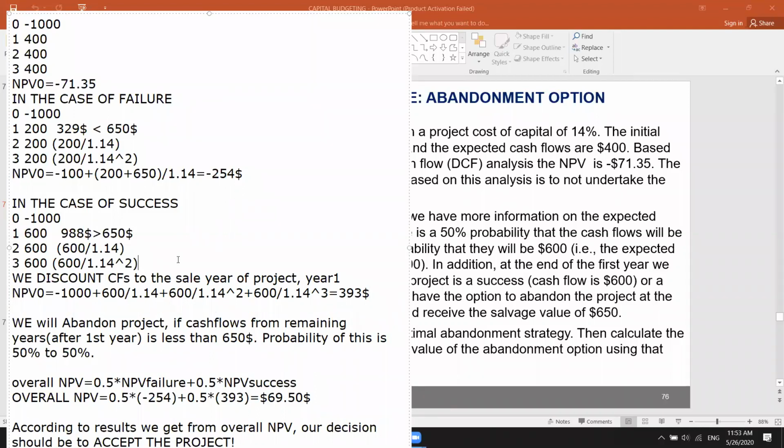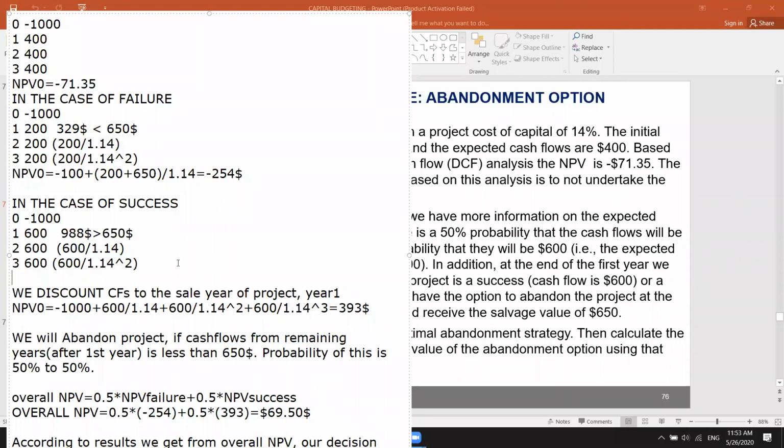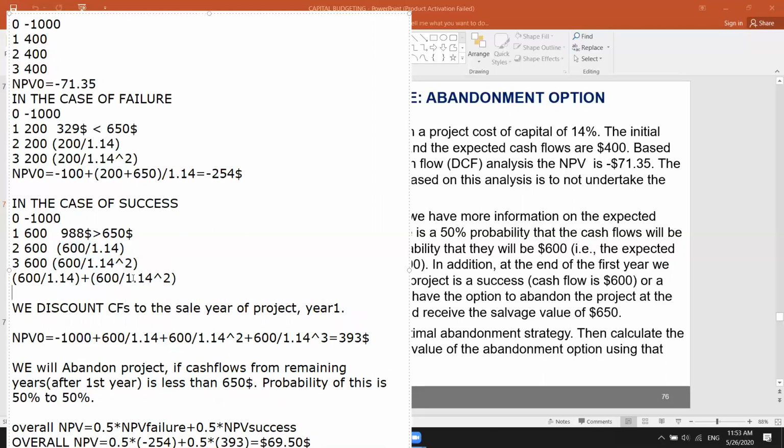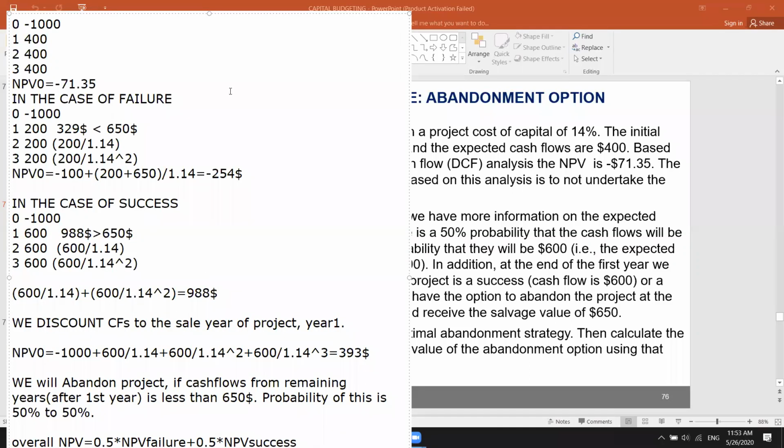And the same thing I did. So 600, this, plus 600, this, is equal to $988. This is what we get. Why? Because we discount the cash flow to the sale year of the project, which is year 1. So we do not discount to year 0. We're not comparing with the investment cost. We are comparing with the salvage value.